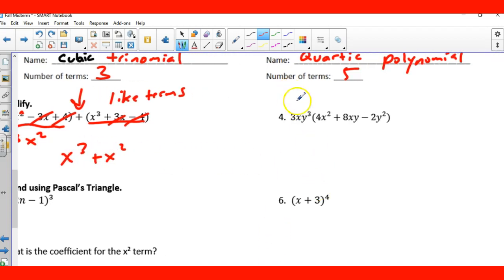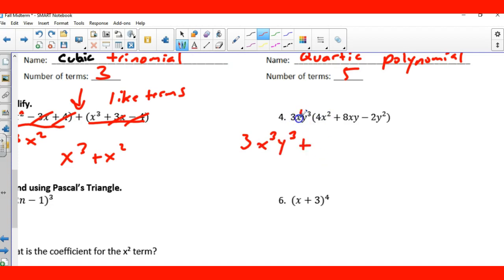Over here, this one here is multiplication. See that? I have this times all of that. So we're going to distribute the 3xy cubed. Remember, when you multiply variables, you add the exponents. Add the exponents. So 3xy squared times 4x squared gives me 3. Right here I have x to the first and x squared. That's going to be x cubed, y cubed.